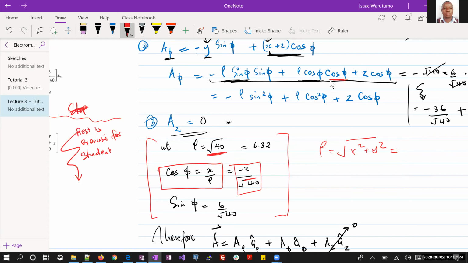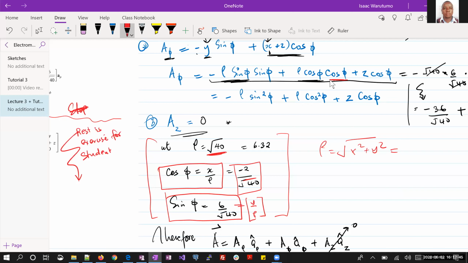And the last one is sine phi. We know my y is equal to 6. So this is supposed to be equal to y over rho. And y is equal to 6, and therefore rho is root of 40. You get this to be the answer.